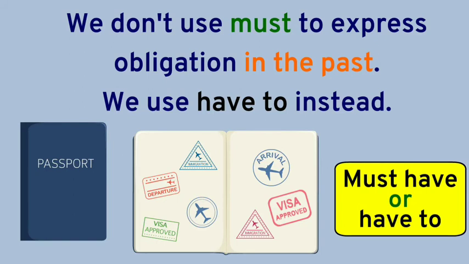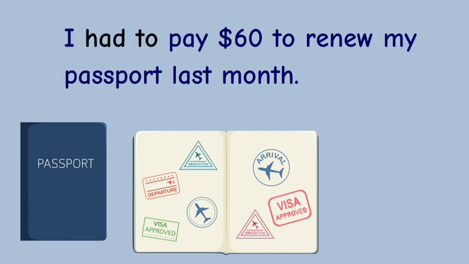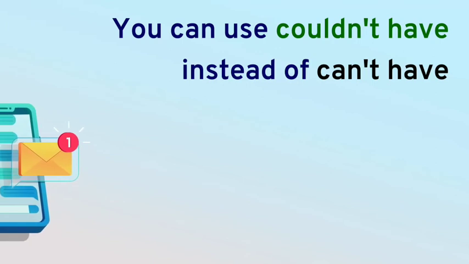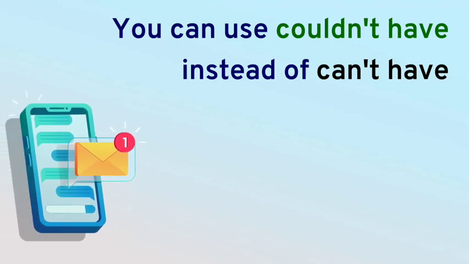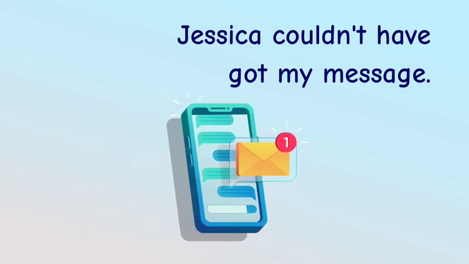We don't use must to express obligation in the past. We use have to instead. I had to pay $60 to renew my passport last month. You can use couldn't have instead of can't have. Jessica couldn't have got my message.